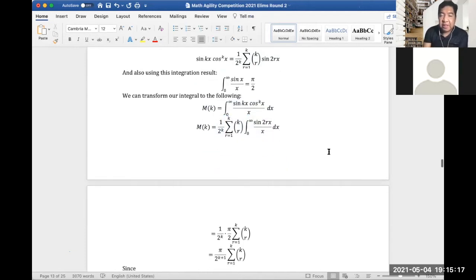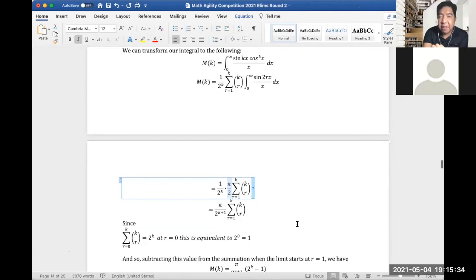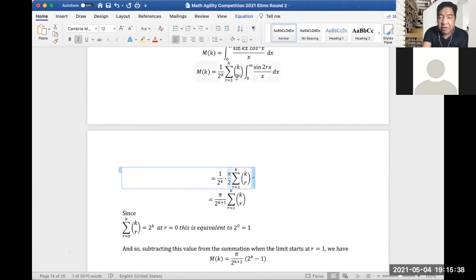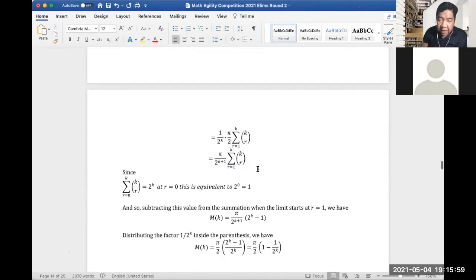Okay. So what's the next thing? Sine x over x is pi over 2. So that would still remain even if we have this variable r here. So this whole integral would become pi over 2 here, right? Here on the next page. And then we still have 1 over 2 to the k and then the summation of this combination. So if we combine 2 to the k plus 2, that's 2 to the k plus 1 here, and we multiply 1 times pi, which is this, and then we still have this summation. If we evaluate this summation of k choose r from 1 to k, this would give us 2 to the k minus 1 here.